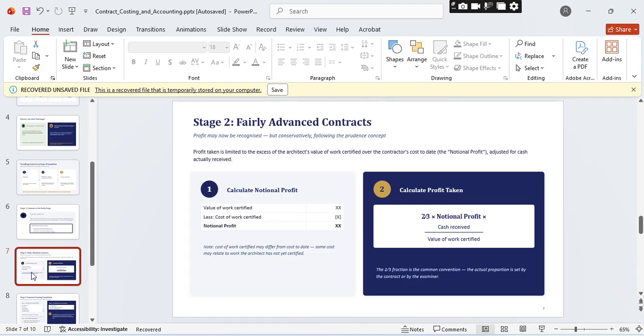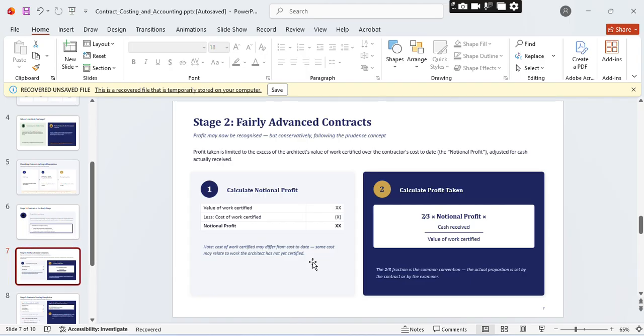So the difference between the value of work certified and the cost of work certified is known as the notional profit. Let us know that the cost of work certified may differ from the cost to date. Please take note: the cost to date can be the cost to completion or the current cost incurred at the stage of that contract.